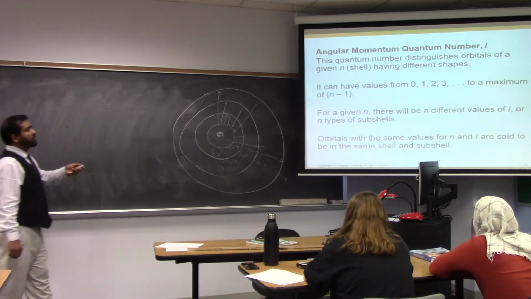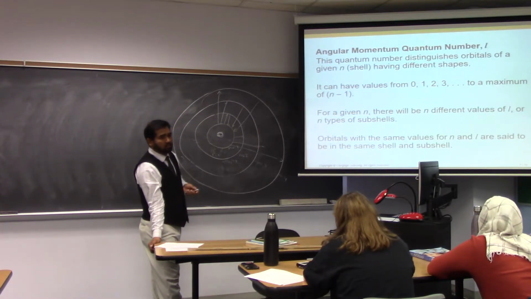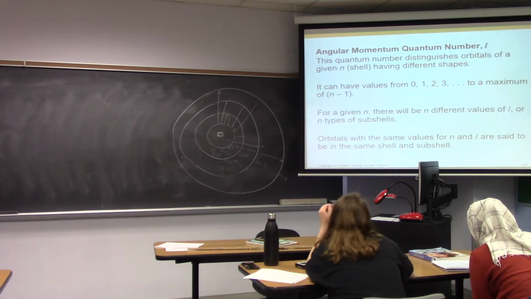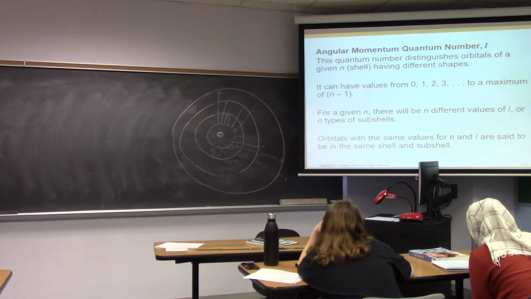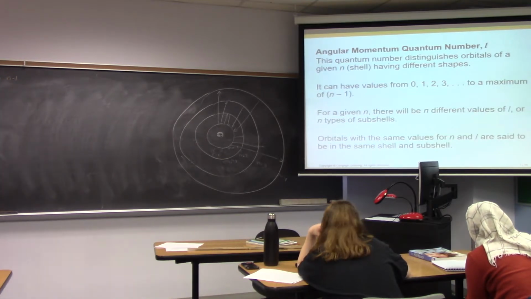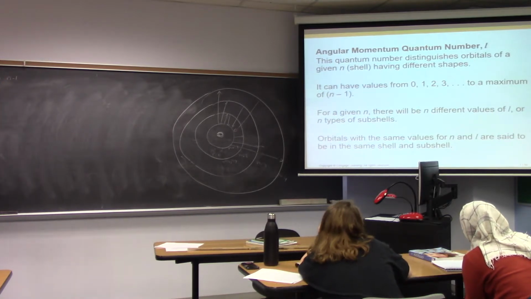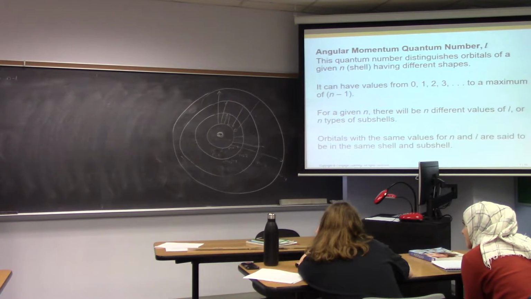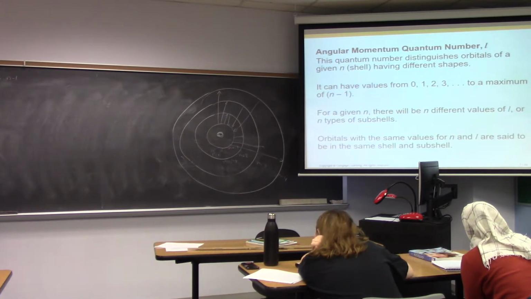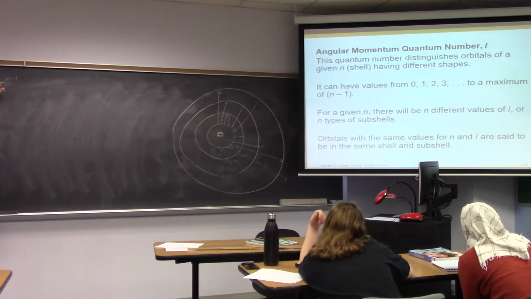The second quantum number is called the angular momentum quantum number. This quantum number is represented by lowercase l, and l equals 0 to n minus 1. So it starts from 0 and goes until n minus 1. The formula is n minus 1, but it starts from 0.